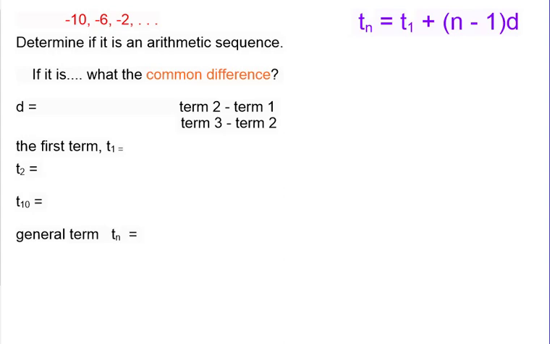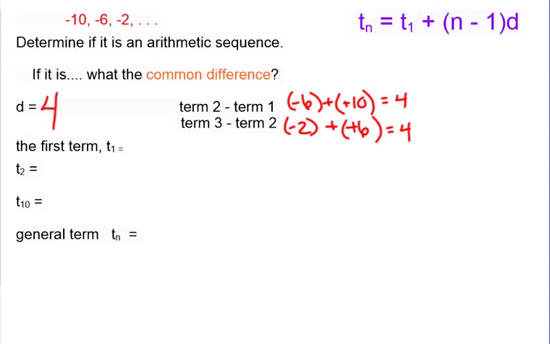If there isn't a common difference, then it's not an arithmetic sequence. So term 2 minus term 1, so we've got -6 subtract -10. Well, when we subtract negatives, we're adding the opposite, so this is 4. So if it's going to be an arithmetic sequence, our term 3 minus term 2 must also be equal to 4. So term 3, -2 minus -6, so again, add the opposite, that's 4. Okay, so those two have the same common difference, therefore it probably is an arithmetic sequence.